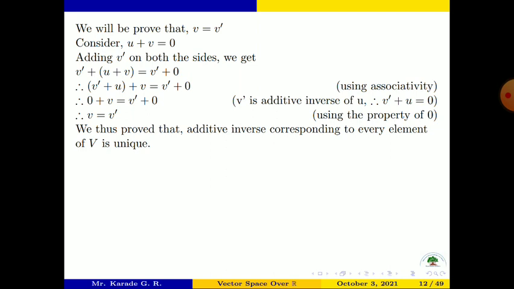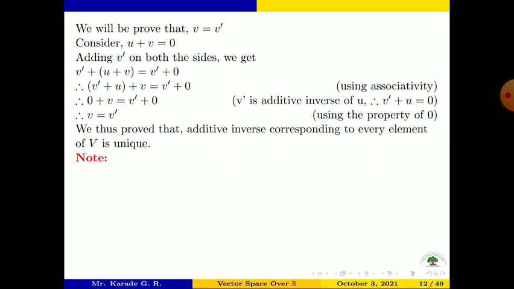In this lecture, again we are looking towards the elementary properties of vector spaces. In the previous lecture, we have proved two elementary properties of vector spaces. First, the additive identity 0 in a vector space is unique, and for every element in a vector space, its additive inverse is unique. These two properties we have proved in the previous lecture.